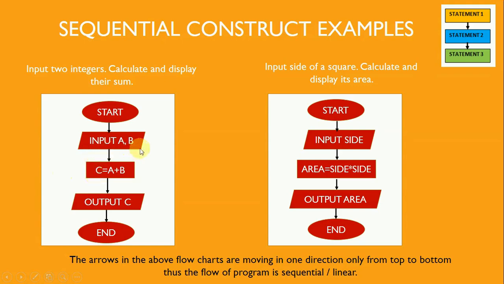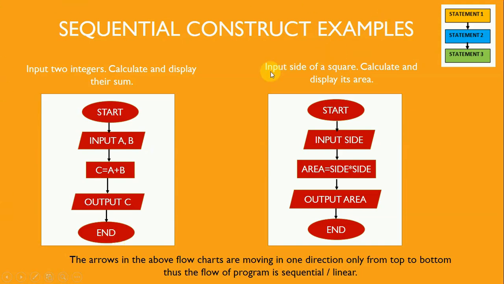Now to calculate the sum of a and b, we will write down the statement c = a + b. Now we have got the sum. To display it, we use a parallelogram and write down the statement output c. This will display my sum. And this is the end of my program, so end of my flowchart. I will put the end symbol to indicate the end of the flowchart.